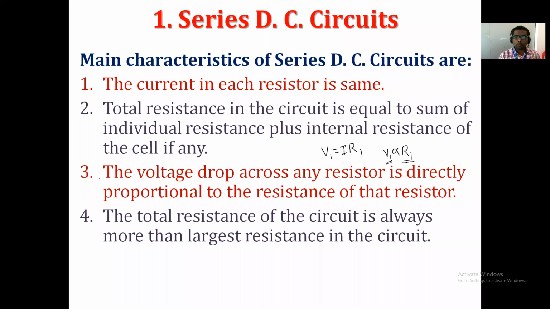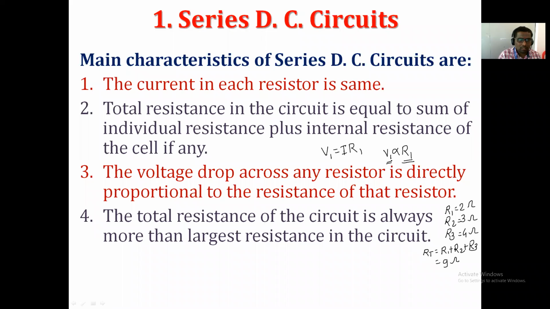The total resistance of a circuit. Now read the fourth property carefully. The total resistance of the circuit is always more than the largest resistance of that circuit. Let me try to explain. Suppose I consider that R1 is 2 ohm, R2 is 3 ohm, and R3 is 4 ohm. These three resistances are connected in series, so R total is equal to R1 plus R2 plus R3. What is that value? 4 plus 3 plus 2, that is 9 ohm.